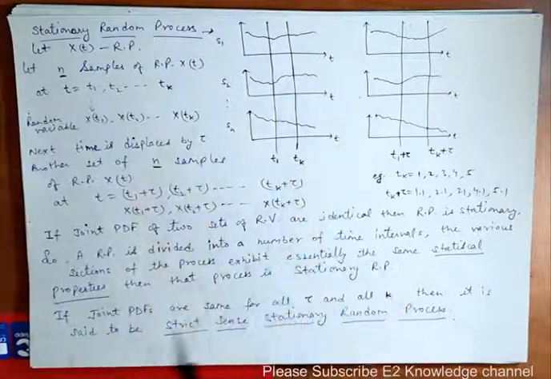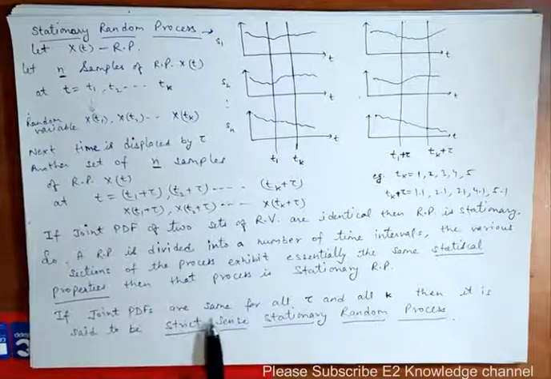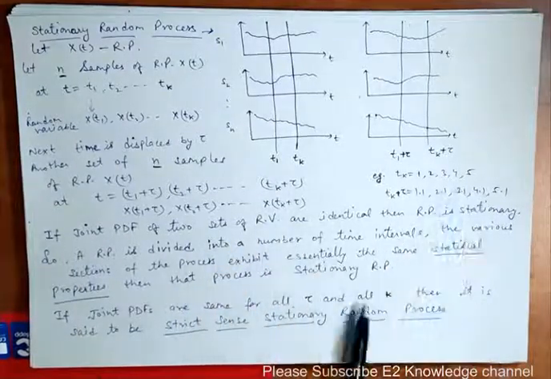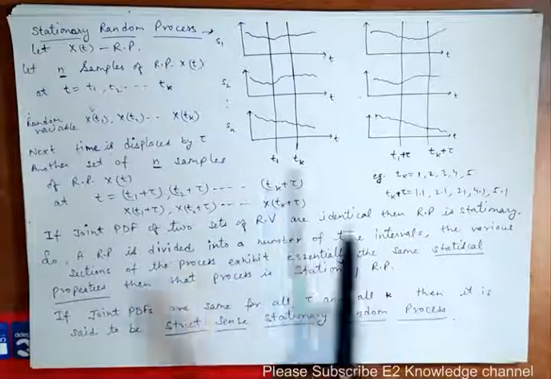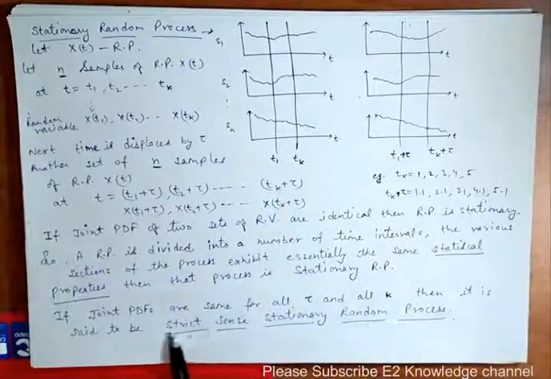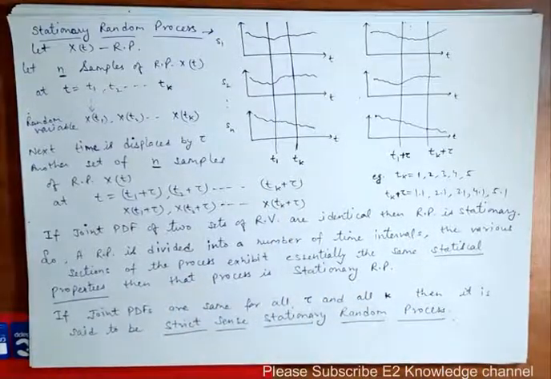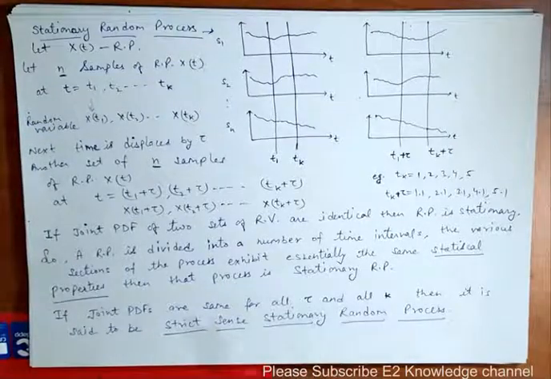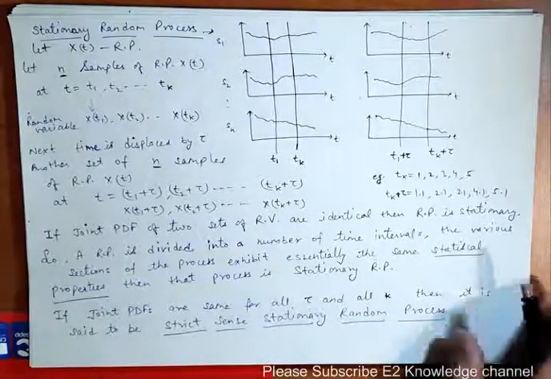If the joint PDFs are the same for all time shifts, for all k, and for all time durations, then it is said to be a strict sense stationary random process, which is very rare to find, but it exists in theory, obviously.